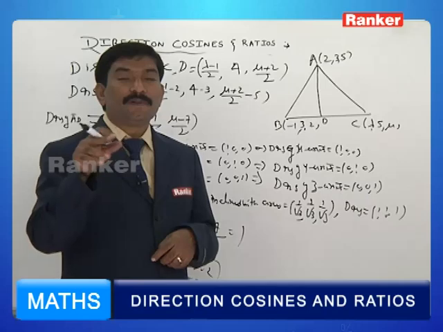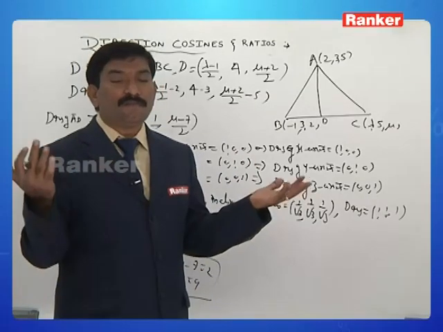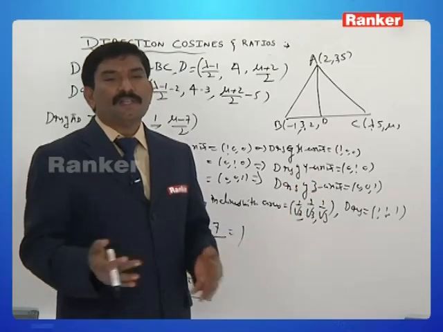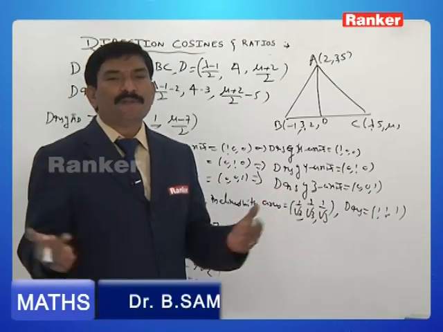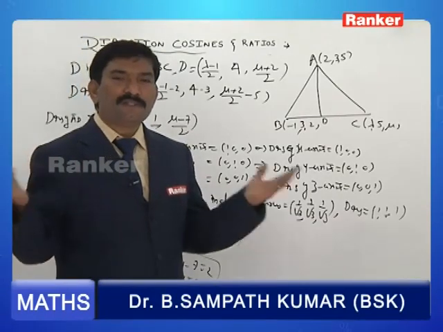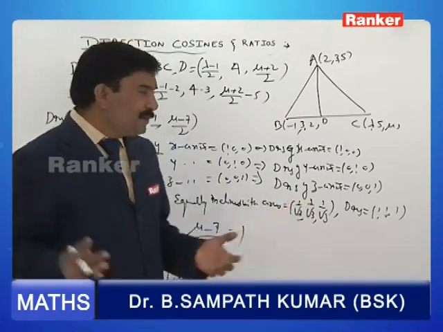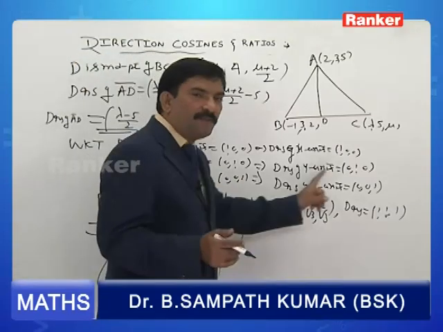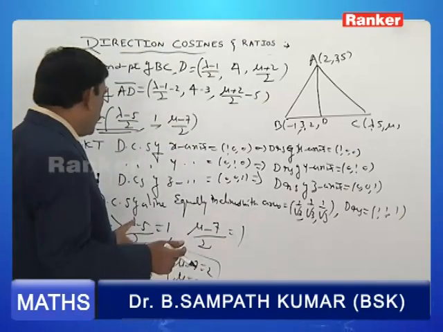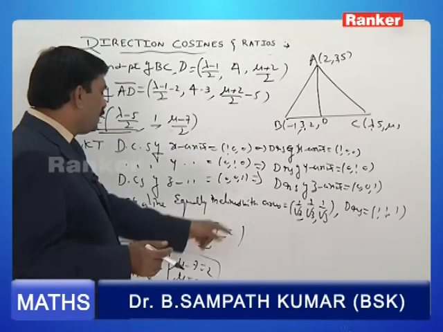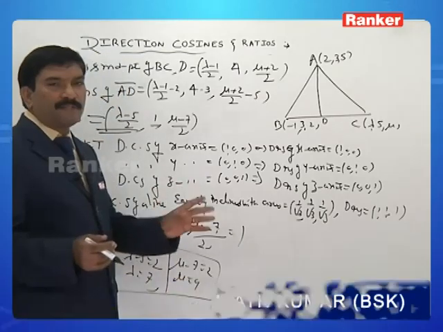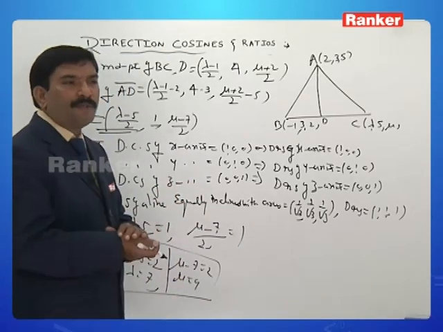The angle made by the x-axis with z-axis is what? 90 degrees. Therefore DCs of any line are cos alpha, cos beta, cos gamma, meaning cos 0, cos pi by 2, cos pi by 2, which means 1, 0, 0. Y-axis 0, 1, 0. Z-axis 0, 0, 1. So therefore the DRs of a line which is equally inclined with the coordinate axes are 1, 1, 1. So therefore I can write lambda minus 5 by 2 is equal to 1, mu minus 7 by 2 is equal to 1. So therefore lambda is equal to 7 and mu is equal to 9.